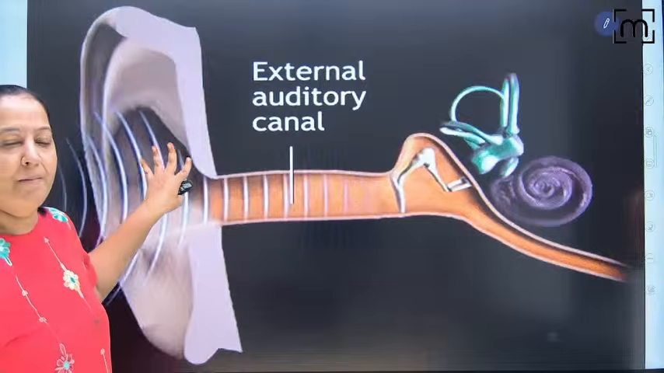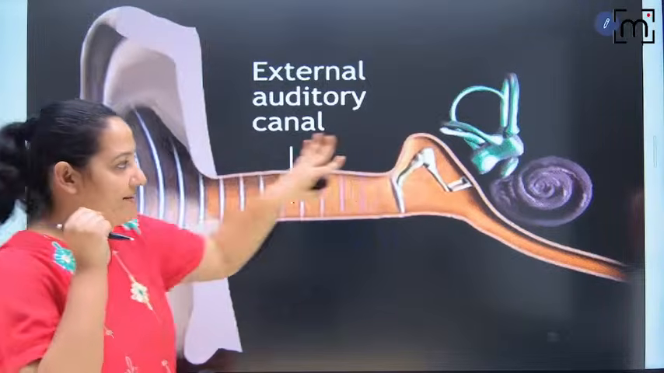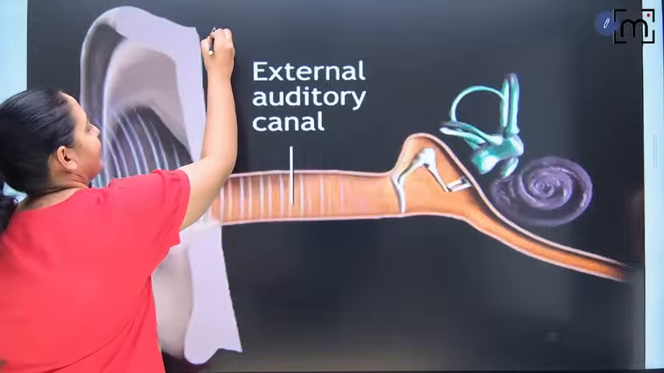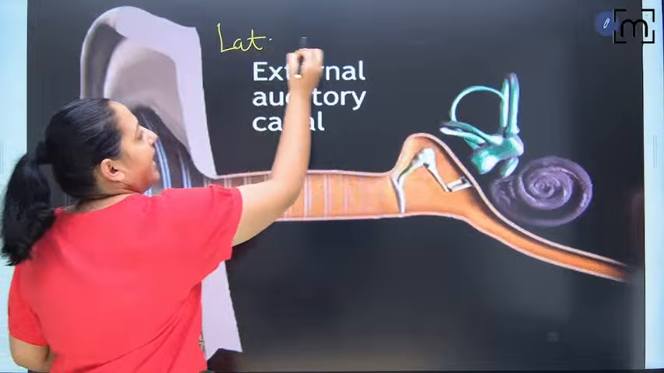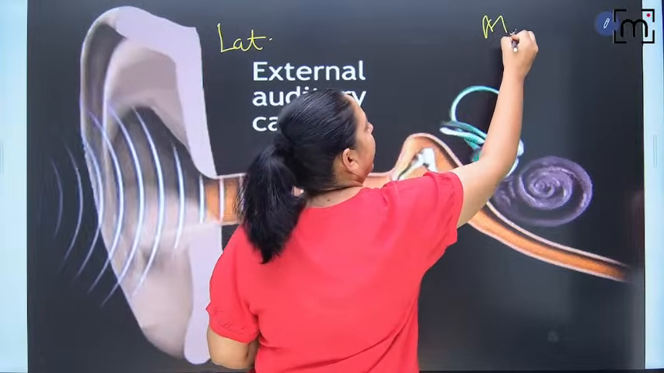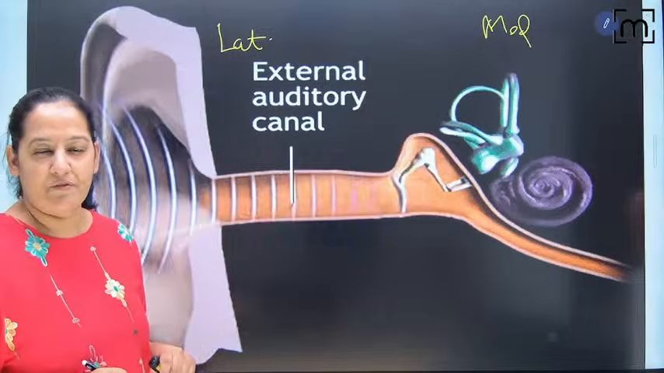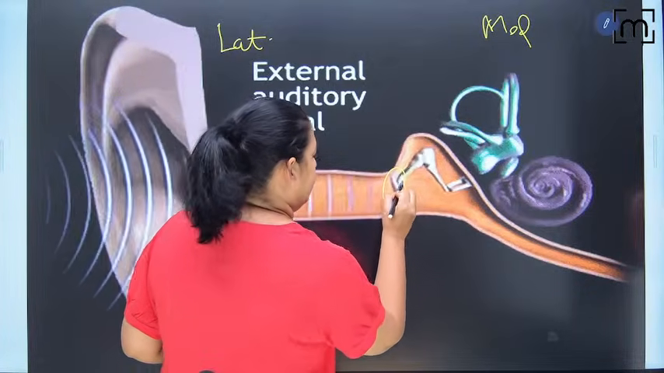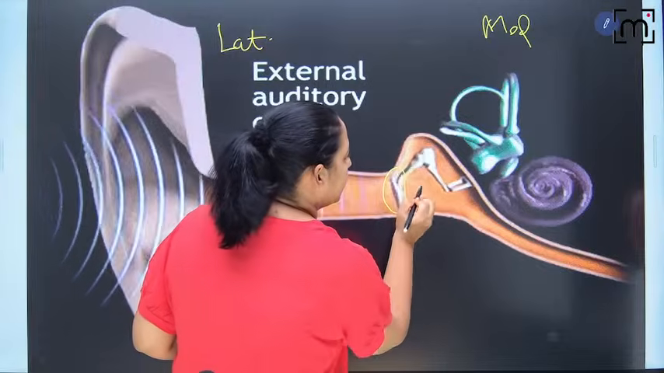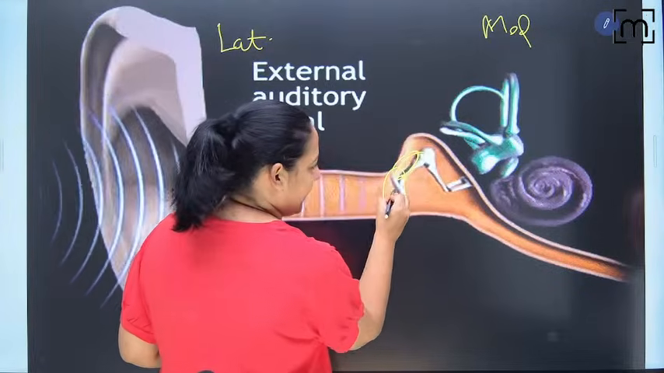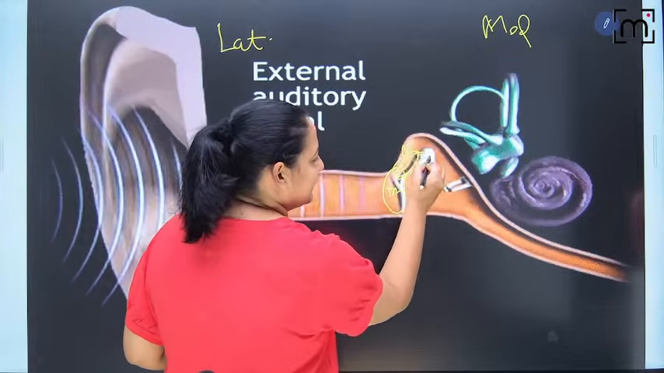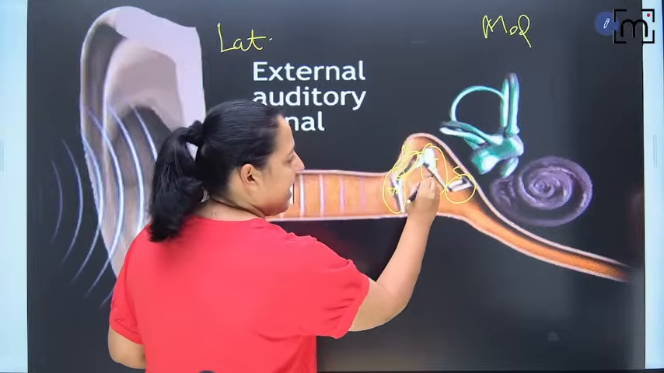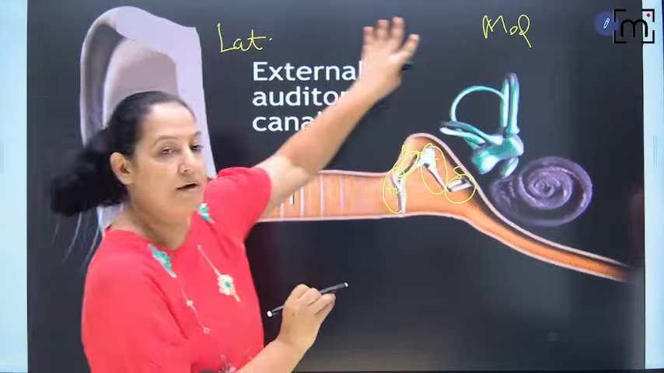So this is lateral. Pinna is always towards the lateral. And this is medial. So what is the lateral side over here? This side is lateral, and this side is medial. So what is the sequence from lateral to medial? This is the tympanic membrane. This one is Malleus. This one is Incus. And this one is Stapes. M-I-S, from lateral to medial.